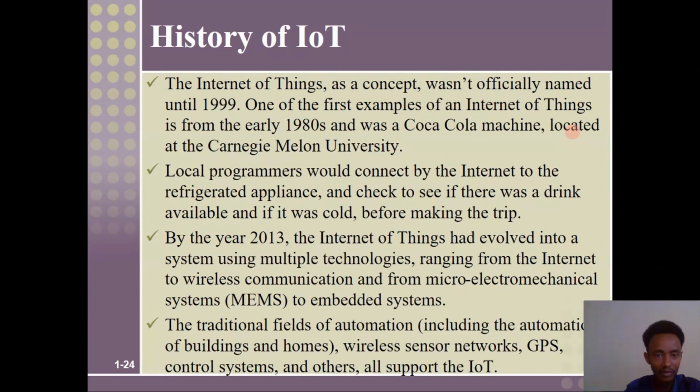The other one is about the history of IoT. The Internet of Things as a concept was not officially named until 1999. One of the first examples of the Internet of Things is from the early 1980s, a Coca-Cola machine located at Carnegie Mellon University. Local programmers would connect by the internet to the refrigerator appliance and check to see if there was a drink available, if it was cold, before making a trip.